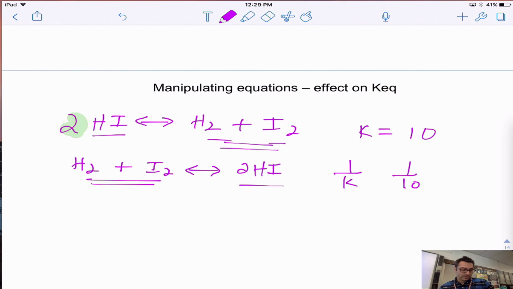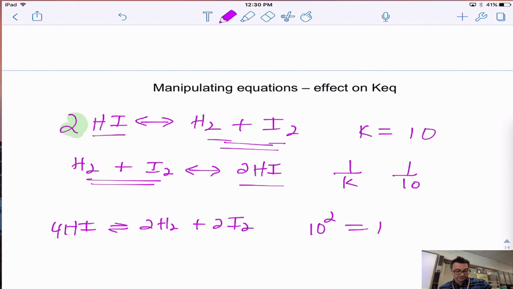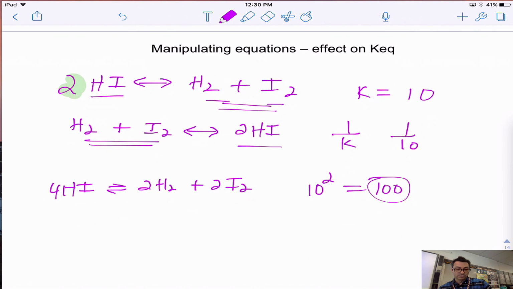Likewise, if we were to take this 2HI and make it 4HI, and have that yield 2H2 plus 2I2, now all the coefficients are doubled. And remember, we're using the coefficients as exponents. And so this would become 10 squared, or 100. It's different from Hess's law, where when you reverse the equation, you did negative, and when you doubled the equation, you doubled the delta H. Here, because everything's multiplication and exponents, we do the reciprocal, or we square it. So those are the effects on K when you manipulate equations.